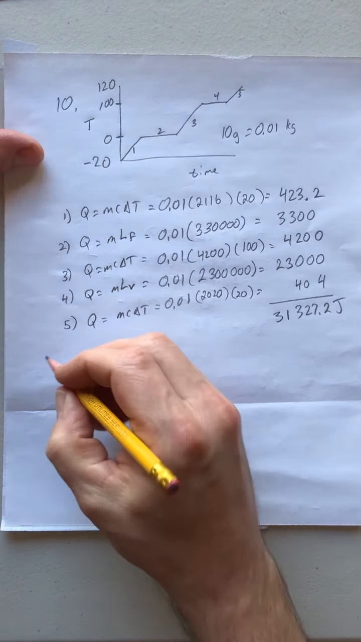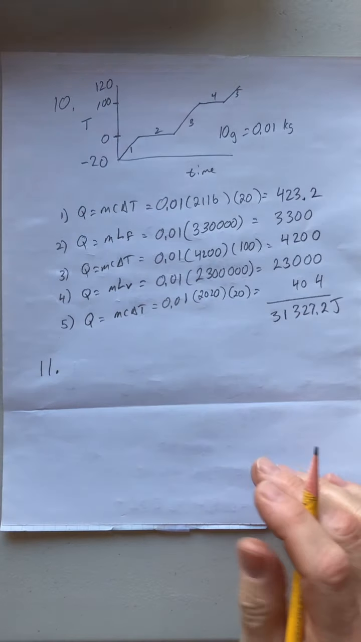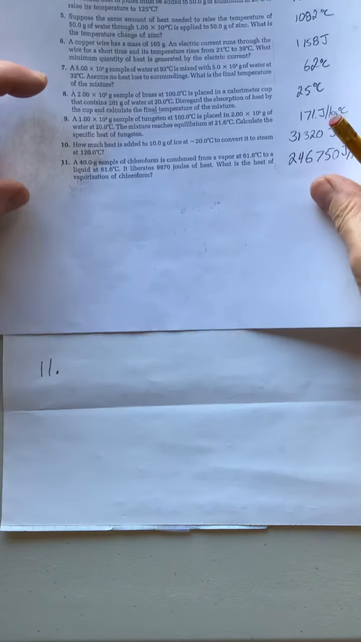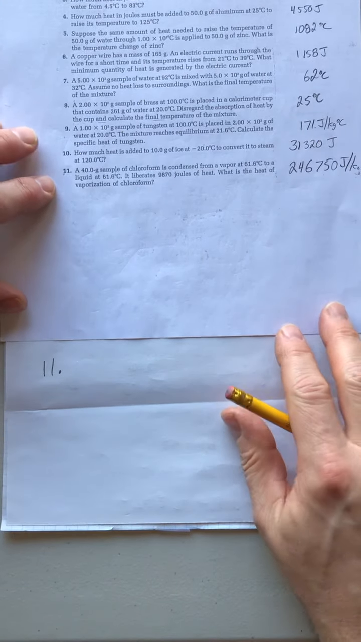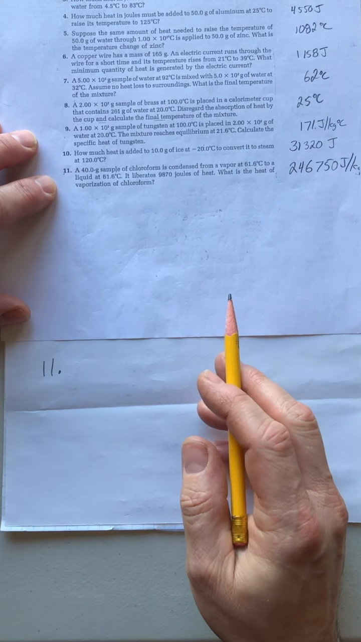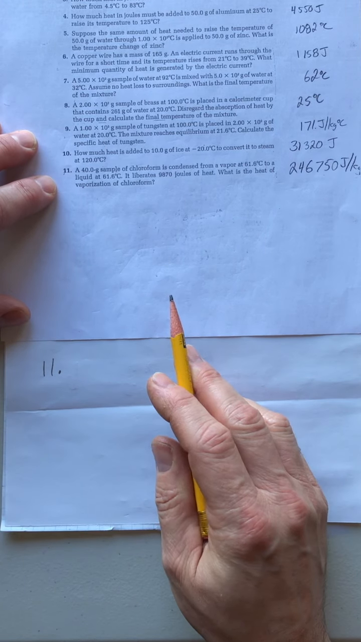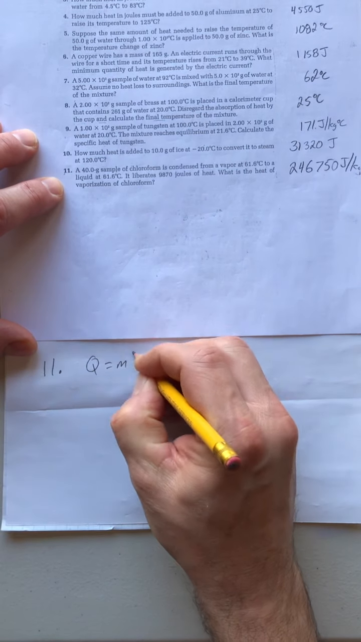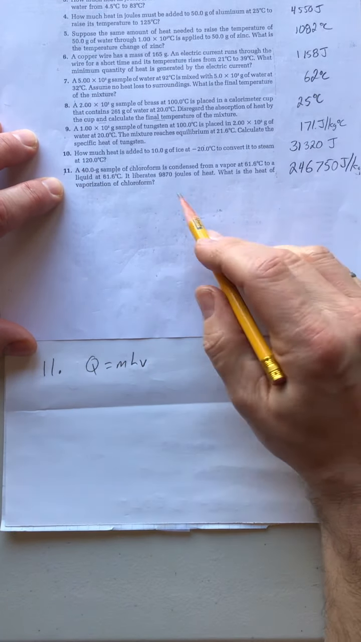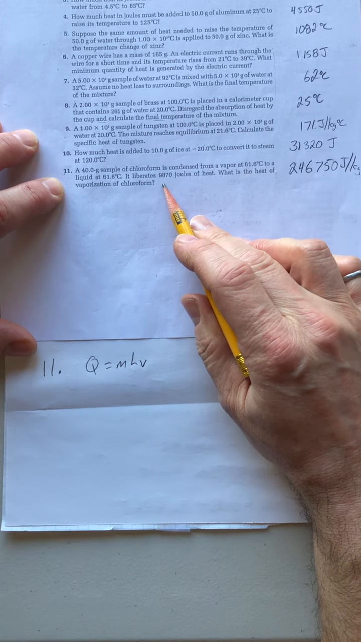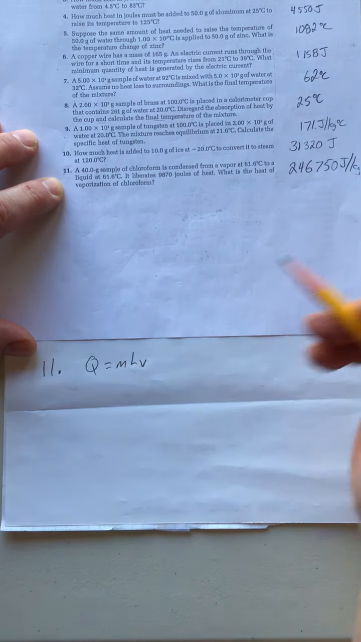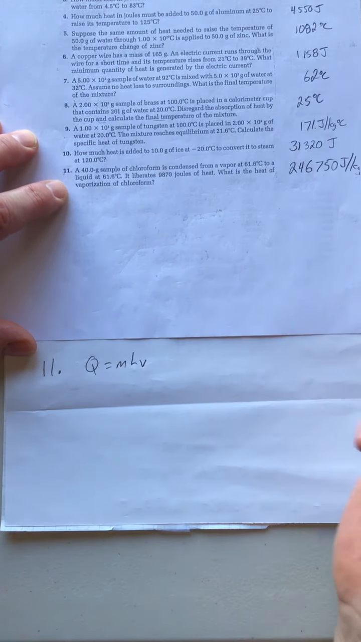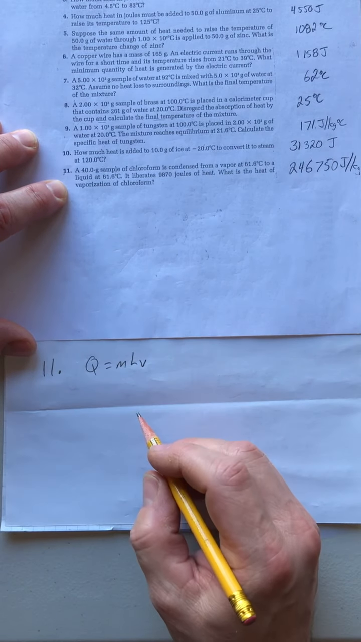But let's go to number 11. Number 11 says, a 40-gram sample of coliform is condensed from vapor to liquid at that temperature. So that's liquid to vapor, that's L_V. So Q equals mL_V. They gave you Q. They gave you the mass. The only thing you're missing here is L_V, and the question asks, what is L_V?